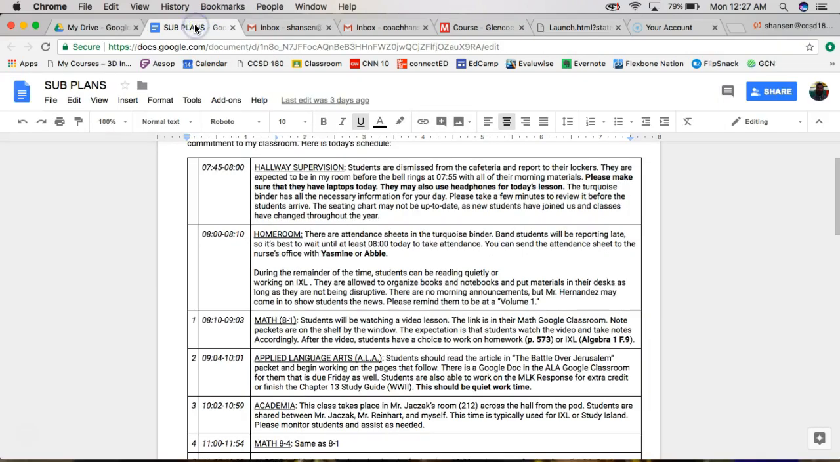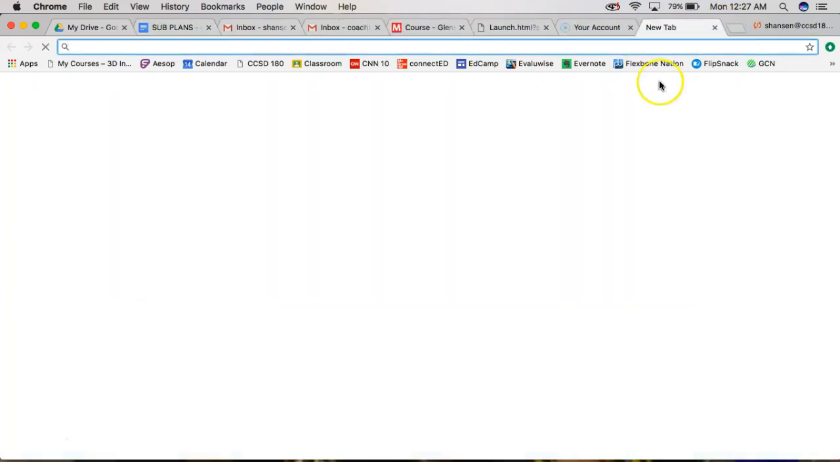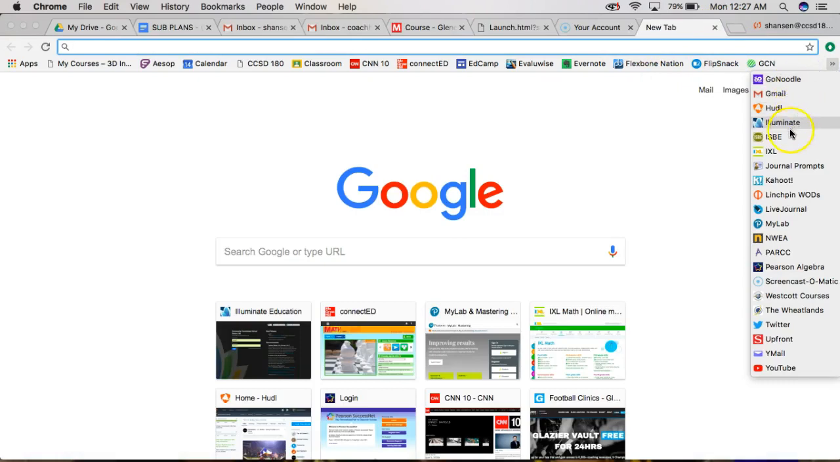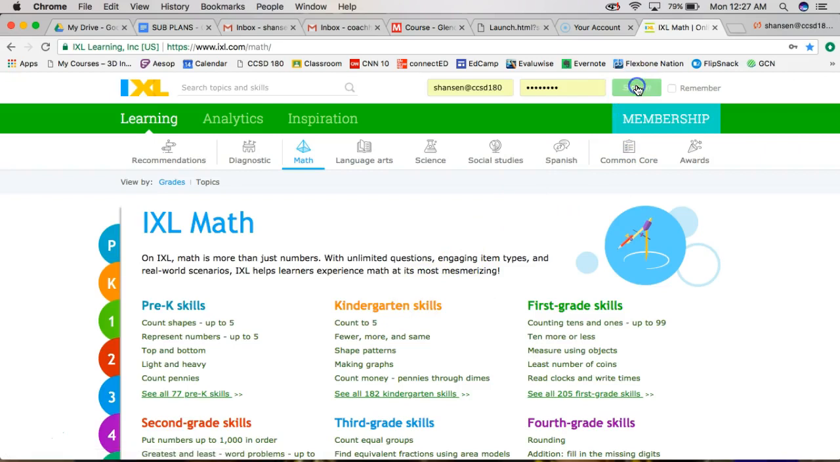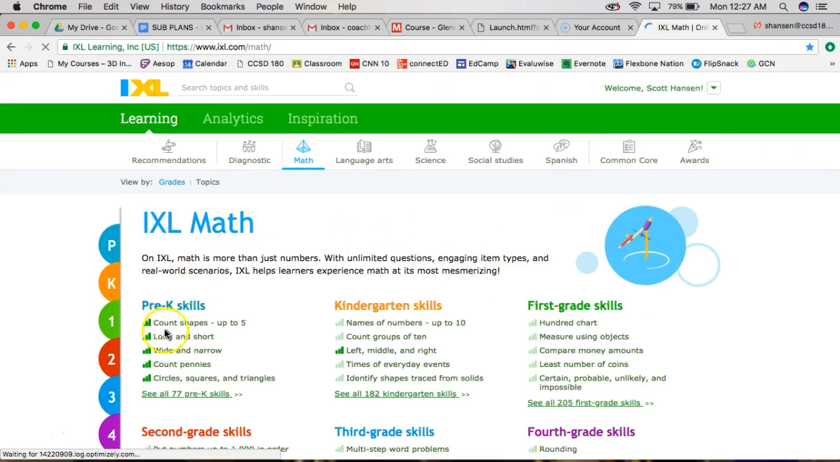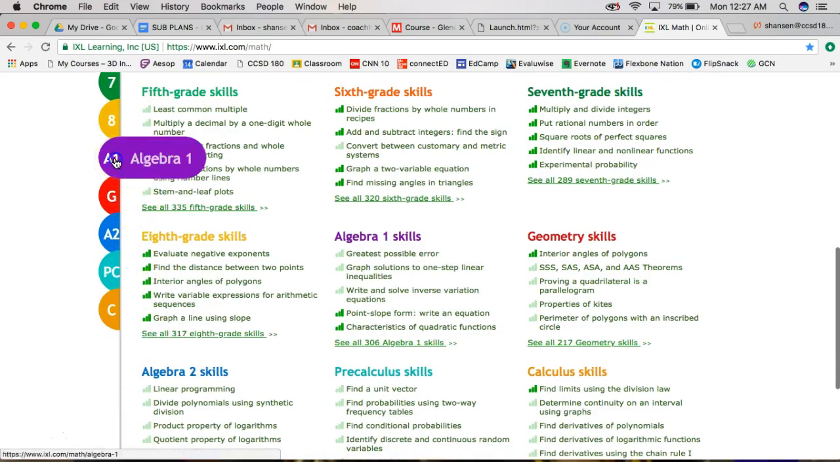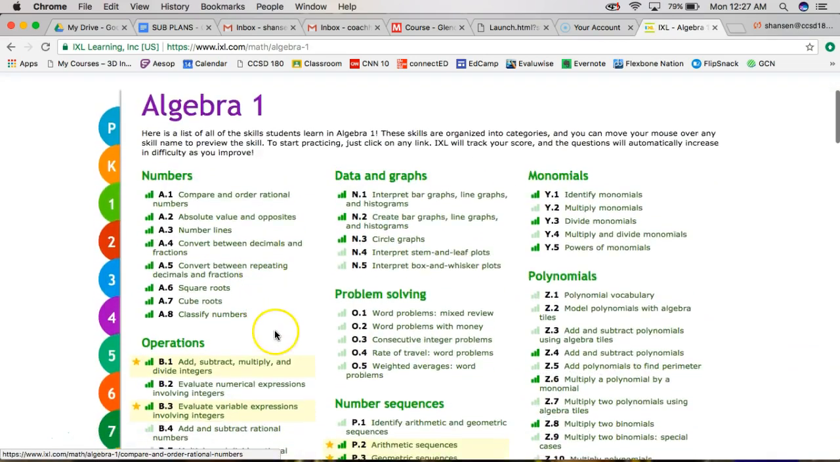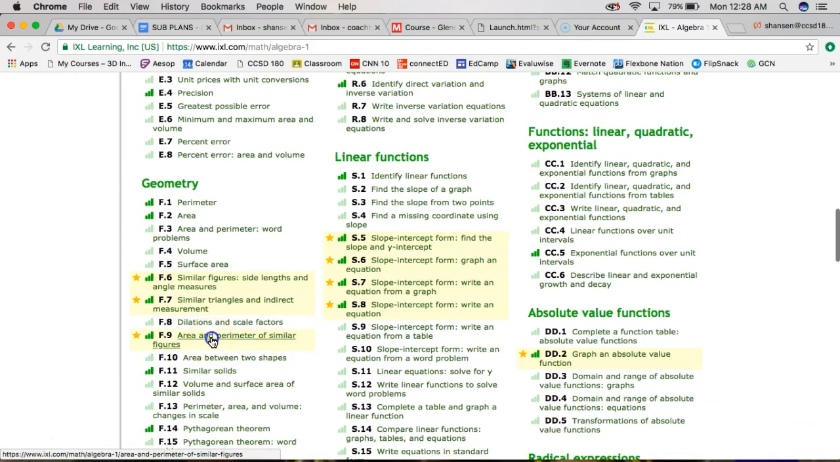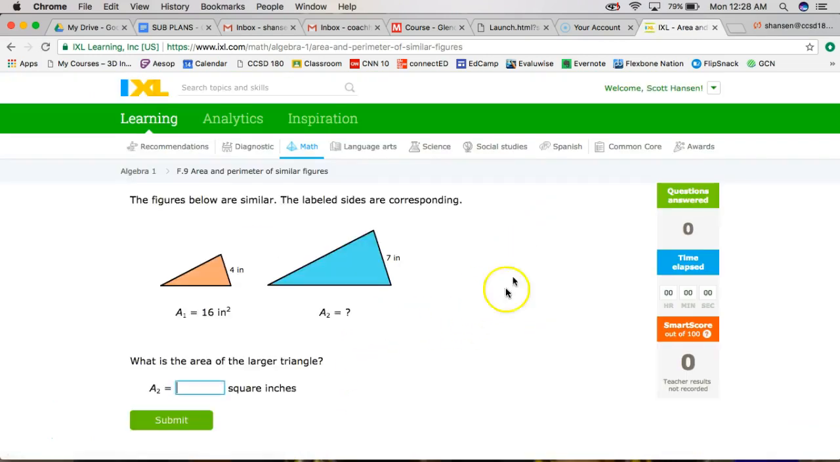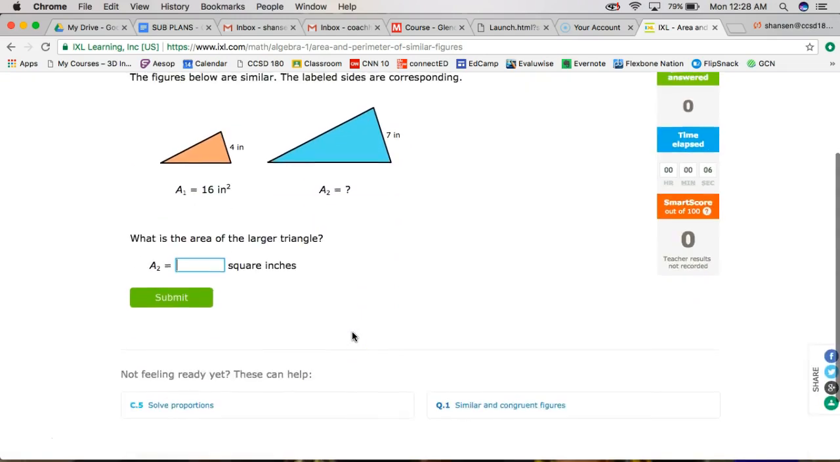Let me take a look at which skill it was. It's F9 in algebra. So if I take a look at IXL here real quick, you go to your IXL and look at the Algebra 1 tab, A1, F9, and you can get a little bit of a start on here. I'm hoping that it's area and perimeter. Okay, so the issue is, unfortunately, they give me an area problem right away. So unfortunately, we're not ready for that yet.